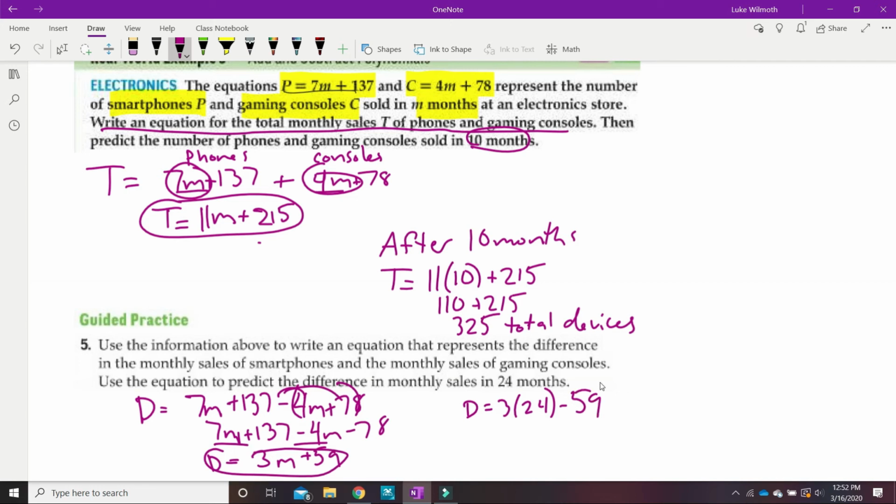Let me just do this whole thing in my calculator. And it gives me a difference of 13. All right.